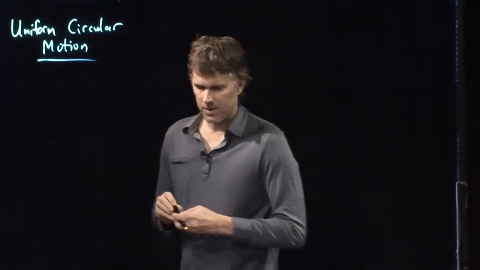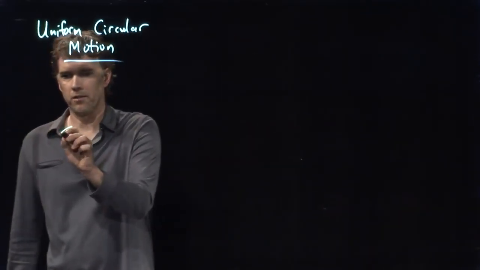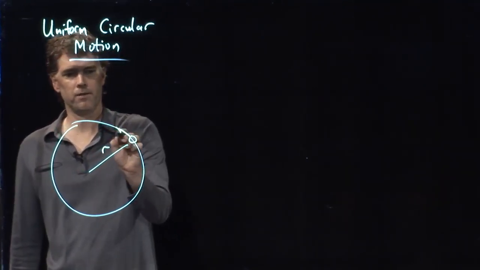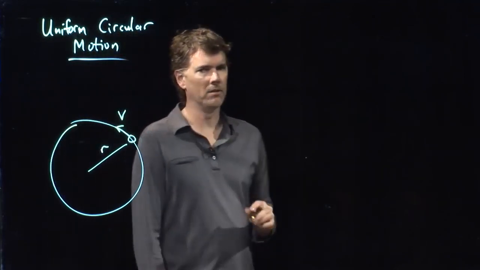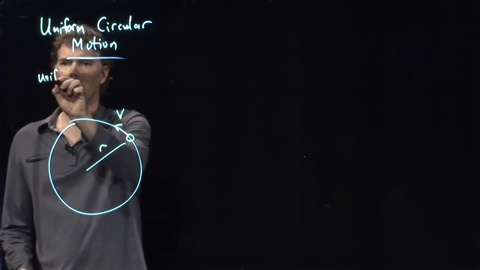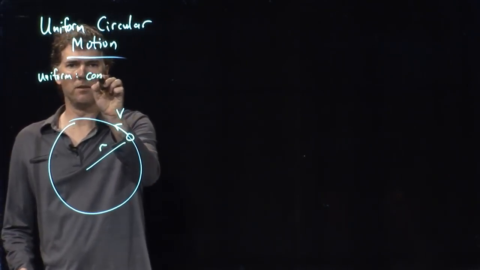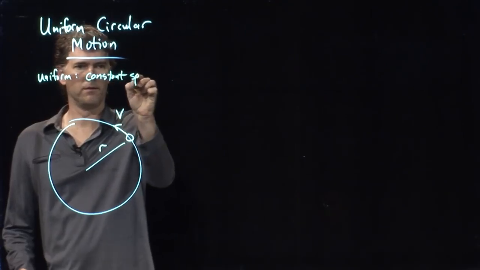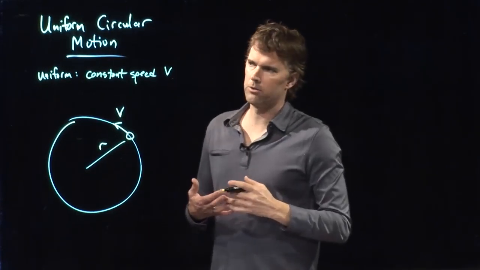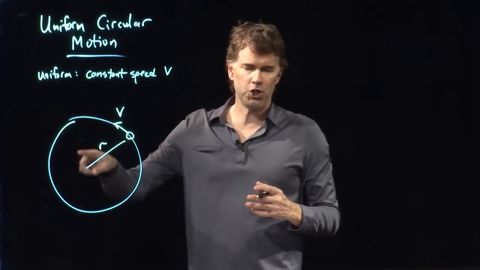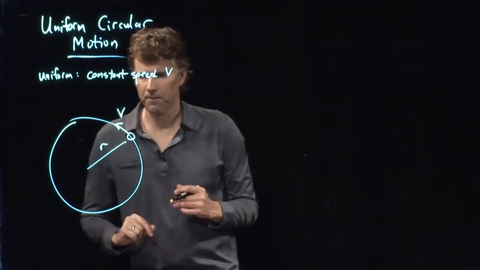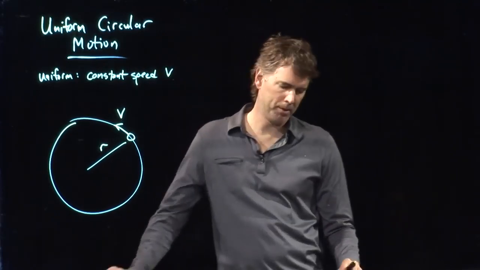All right, so let's talk about uniform circular motion. Uniform circular motion is just this. Something is moving in a circle of radius r, and it's moving at a speed v. Uniform means constant speed. Later we will learn about non-uniform circular motion, which just means that the speed changes as you go around. But for now, let's just consider uniform circular motion, which is constant speed. That's what our picture looks like.